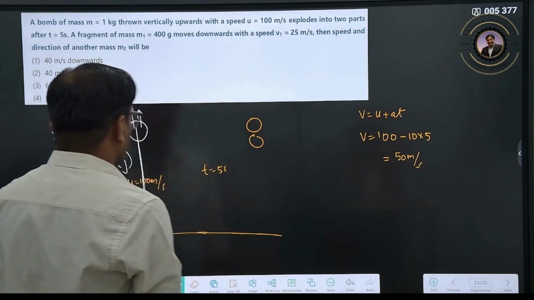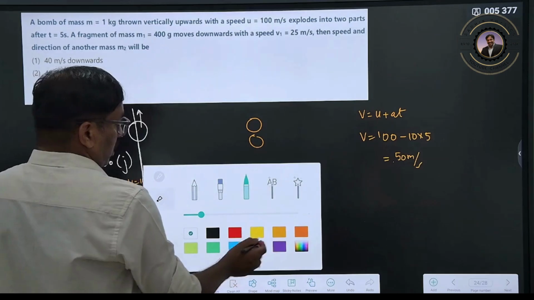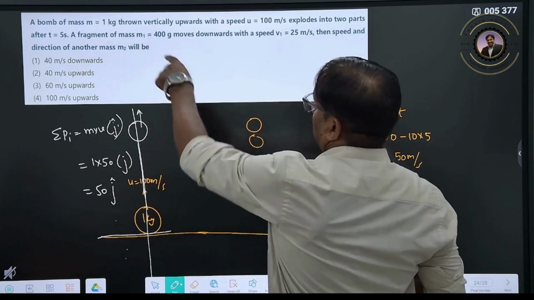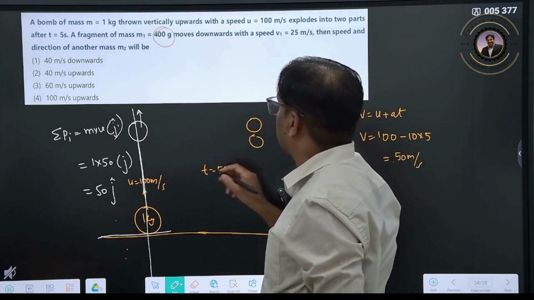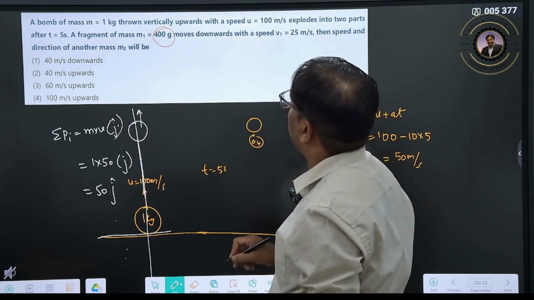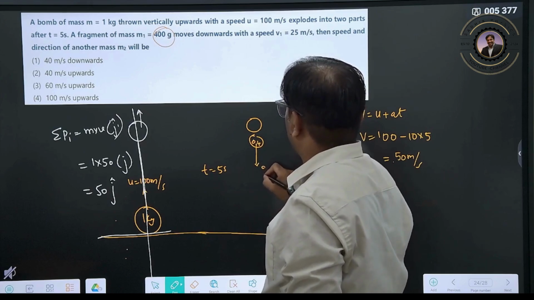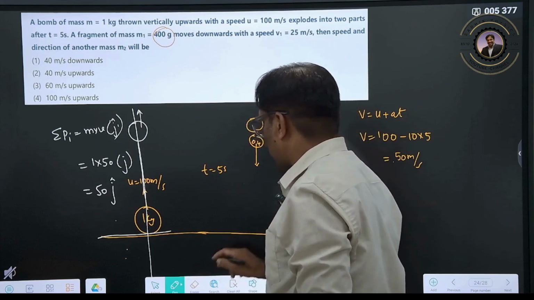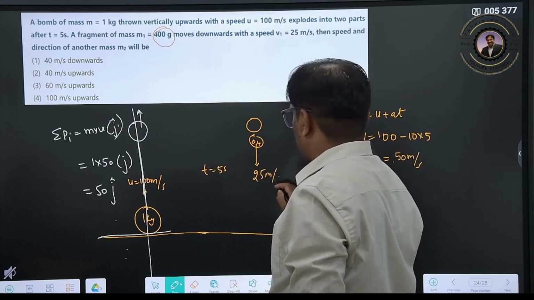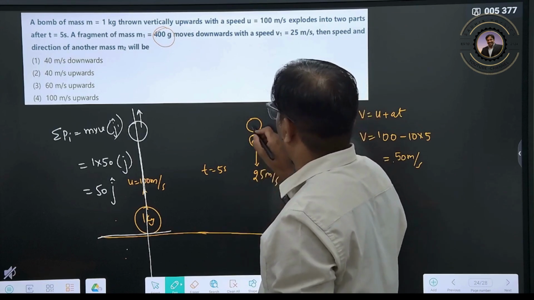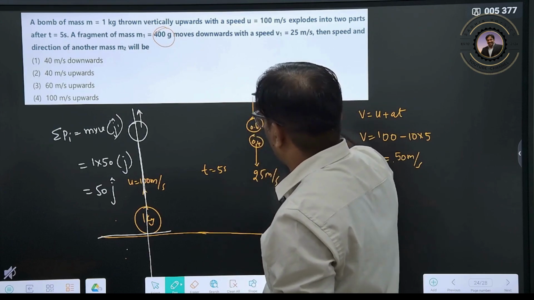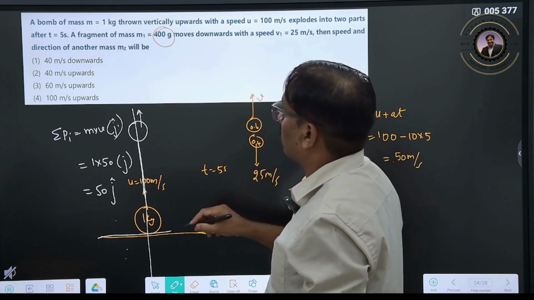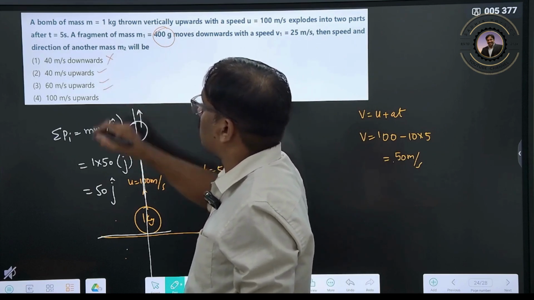Now what do we want to calculate? After that, the initial momentum is there along the j cap. Then what happened now? There is one piece of 400 grams, which means 0.4 kg. This 0.4 moves downward, going downward with 25 meters per second. Now this is 0.4, so compulsorily the other is 0.6. This will go up. With what speed V goes upward, we want to calculate. These are the three options. The first option is wrong.